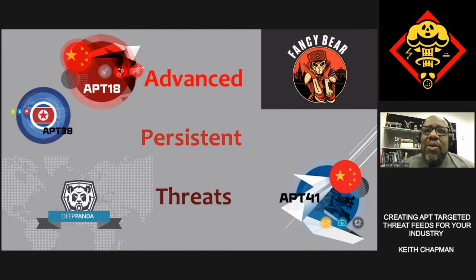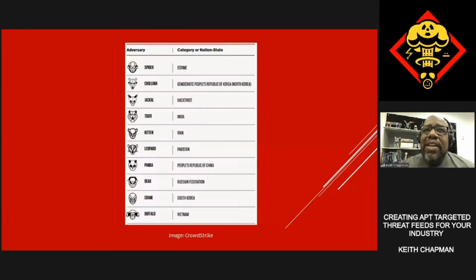These are some of the groups that we looked at: APT 18, APT 38, Deep Panda, APT 41, and Fancy Bear. I like this naming convention. This is the one that CrowdStrike uses. They use Spider for e-crime, Kitten for Iran... Chollima for North Korea, Jackal for hacktivists, Tiger for India, Kitten for Iran, Leopard for Pakistan, Panda for People's Republic of China, Bear for Russian Federation, Crane, South Korea, Buffalo, Vietnam.